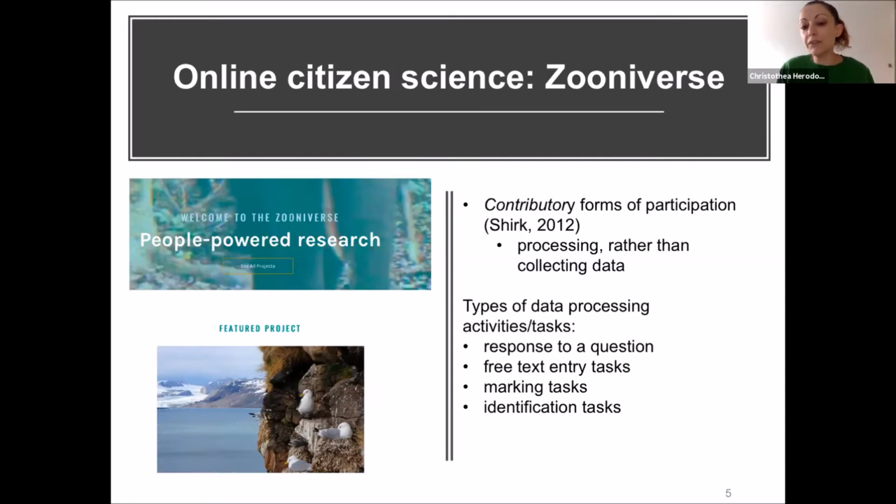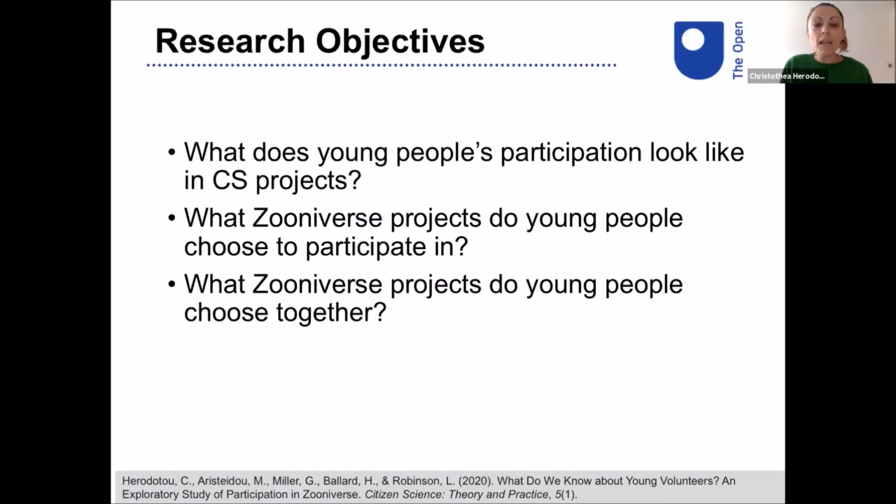Then we looked into the different tasks and activities they are asked to do, and we found 4 different types of activities. Some are easier than others. For example, in the response to a question task, they are asked questions like, do you see a penguin in the picture? And the answer is yes or no. Other tasks, like the marking task, may be a bit more complicated because they are asked to mark up an area on an image.